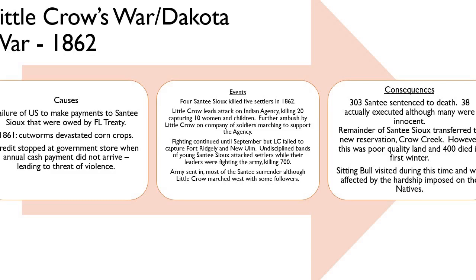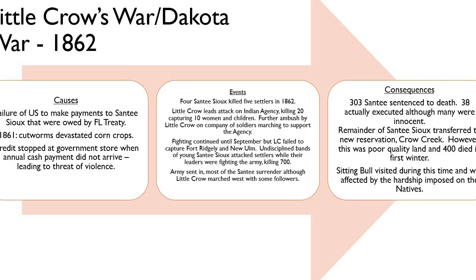Little Crow is the leading figure. He leads an attack on the Indian Agency, which kills 20. They capture 10 women and children, and there's a series of ambushes by the Santee Sioux against the US Army forces. Bear in mind, this is 1862, the Civil War's going on. The US Army in Minnesota is not in its strongest position at this time. Fighting continued on and off until September. Little Crow's men tried to capture Fort Ridgely and New Ulm, but failed to do so.